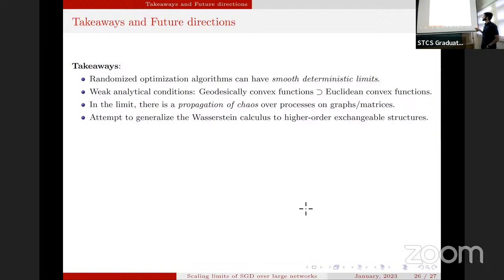In the limit, we see a propagation of chaos phenomenon over processes of graphs or matrices, which I just described earlier. And the takeaway which I like the most is that this is an attempt to generalize the Wasserstein calculus for higher order exchangeable structures. And why do I say higher order? Because in the particle setting, this is a 1D system of particles, and you are only allowed to permute the particles just like that. But when you are permuting a graph, you need to permute the rows and the columns both. So you get bigger and bigger dimensional arrays, and maybe this is just an attempt to extend or make sense of Wasserstein-like calculus for these higher order structures.